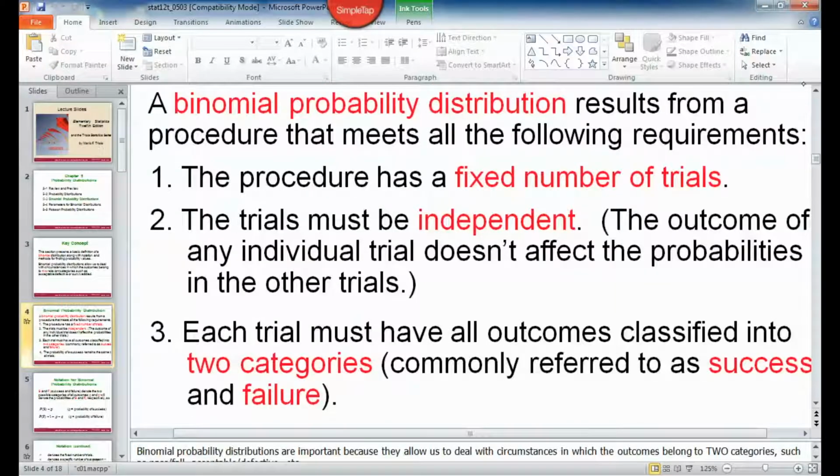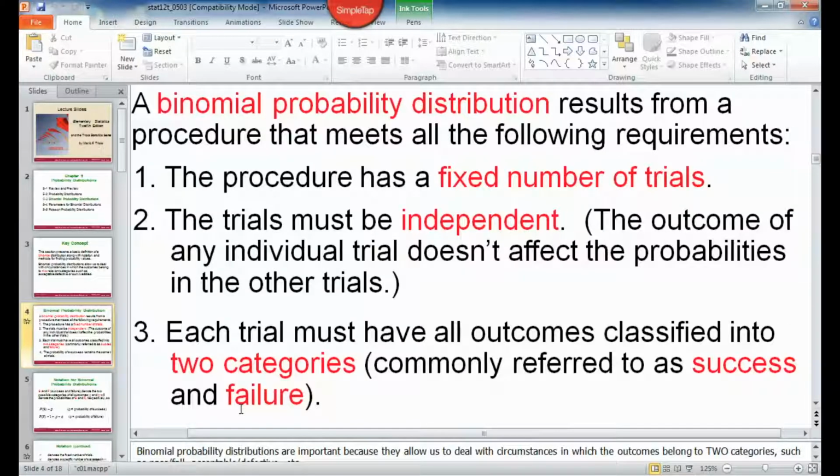Now, if we have a probability distribution, then here are the different characteristics that a binomial probability distribution would have to meet. The procedure has a fixed number of trials, like, okay, I'm going to flip a coin 1,000 times. It has a fixed number of trials. The trials must be independent. So one trial can't depend on the other trial. Each trial must have all outcomes classified into two categories, commonly referred to as success and failure.